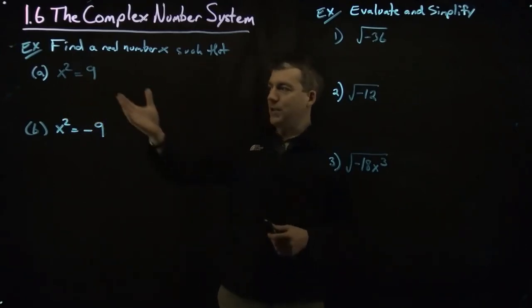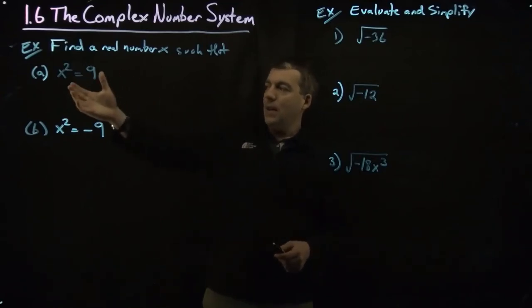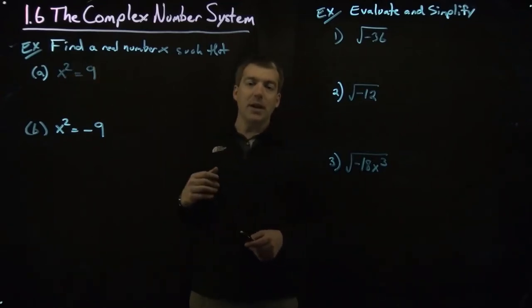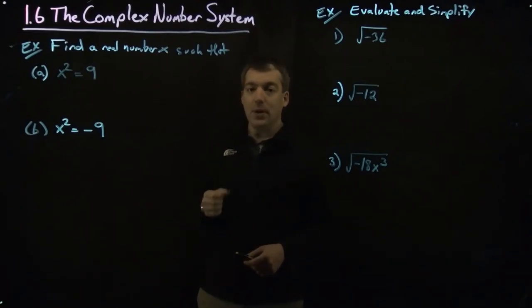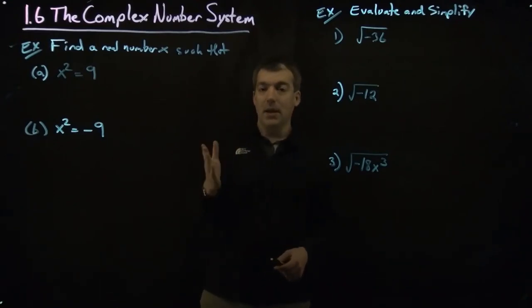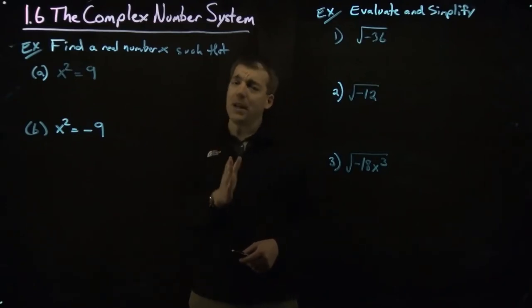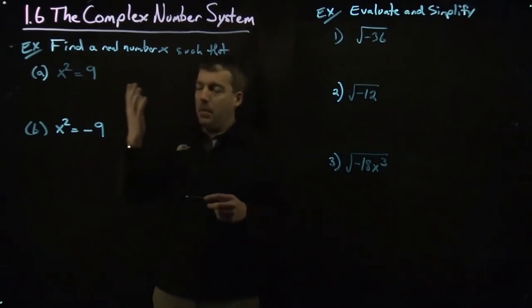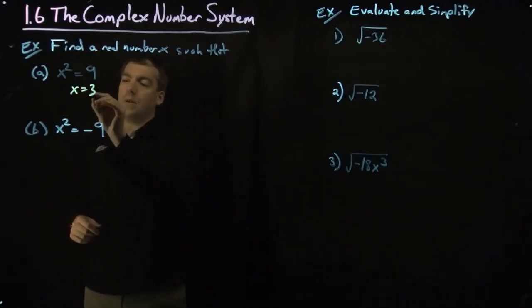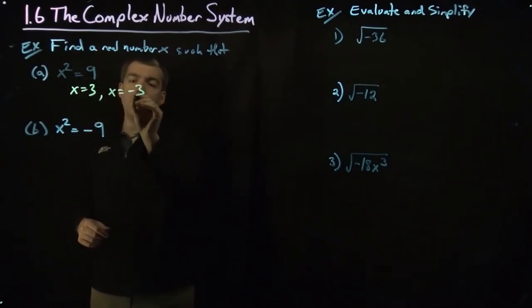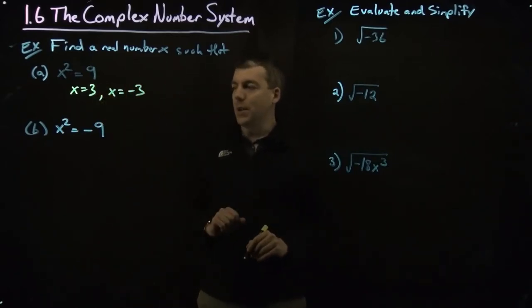You probably can just see an answer to this. We know that 3 times 3 is 9, so x equals 3 would solve this. But also negative 3 would also solve it, because negative 3 times negative 3 would also be positive 9. So both of these solve this equation.